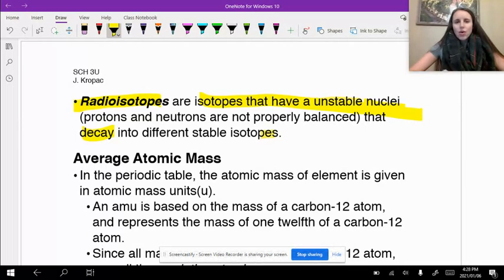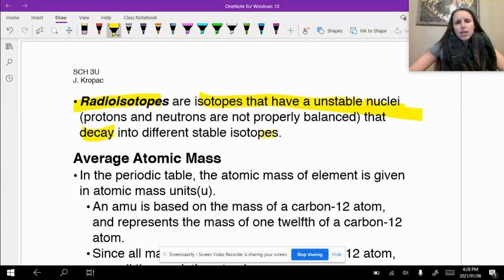So a radioisotope might start with a certain number of neutrons, and over time it might lose some of those neutrons and decay to another isotope. We call that radioisotope decay. All right, so that's the background information that you need to know about isotopes.